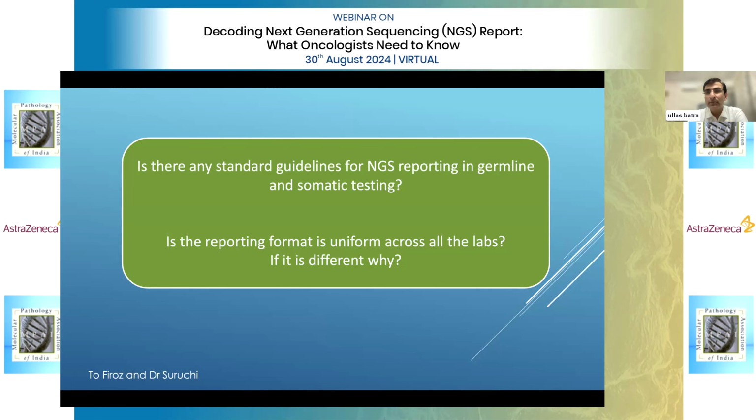For the head and neck panel, unfortunately, you won't get much. You will get P53, you will get HRAS, NRAS. Rarely you will get some other fusions, but EGFR amplification is sometimes what you get in head and neck cancers.